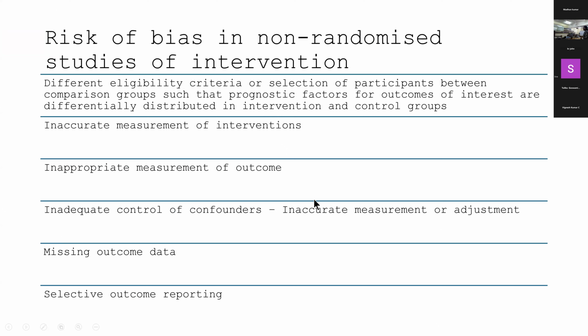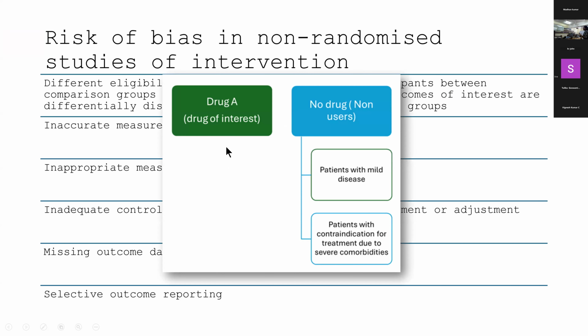So one of the main biases is there are different eligibility criteria for selection of participants. So you might have some confounding. For example, if I'm a practitioner and I want to give a new drug, I might not give that drug to a patient with a mild disease, or if my patient has a lot of comorbidities, I might not really end up giving the drug. So you can see that the patient I don't give the drug is very different to the patient I might give the drug. So that's a problem with NRSI.